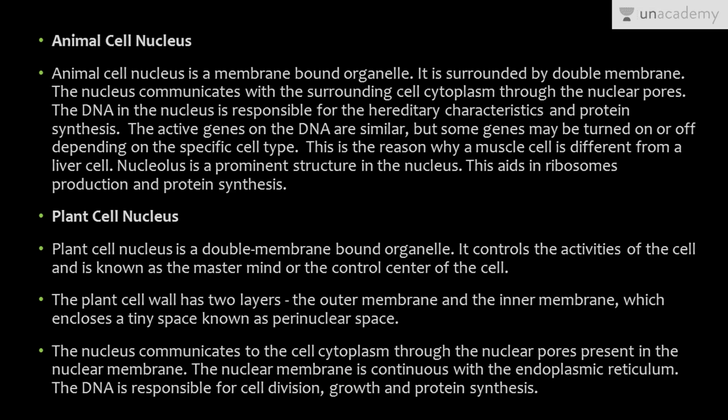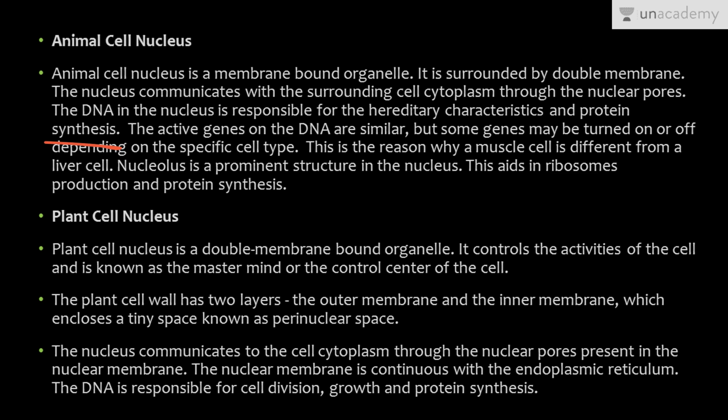Moving on, let's try to understand what the nucleus in different types of cells looks like. Let's talk about the animal cell first. The animal cell nucleus is a membrane-bound organelle, of course. It is surrounded by a double membrane. The nucleus communicates with the surrounding cell cytoplasm through the nuclear pores. We just did that. The DNA in the nucleus is responsible for the hereditary characteristics and protein synthesis. Okay, heredity, protein synthesis, the basic functions of the nucleus.